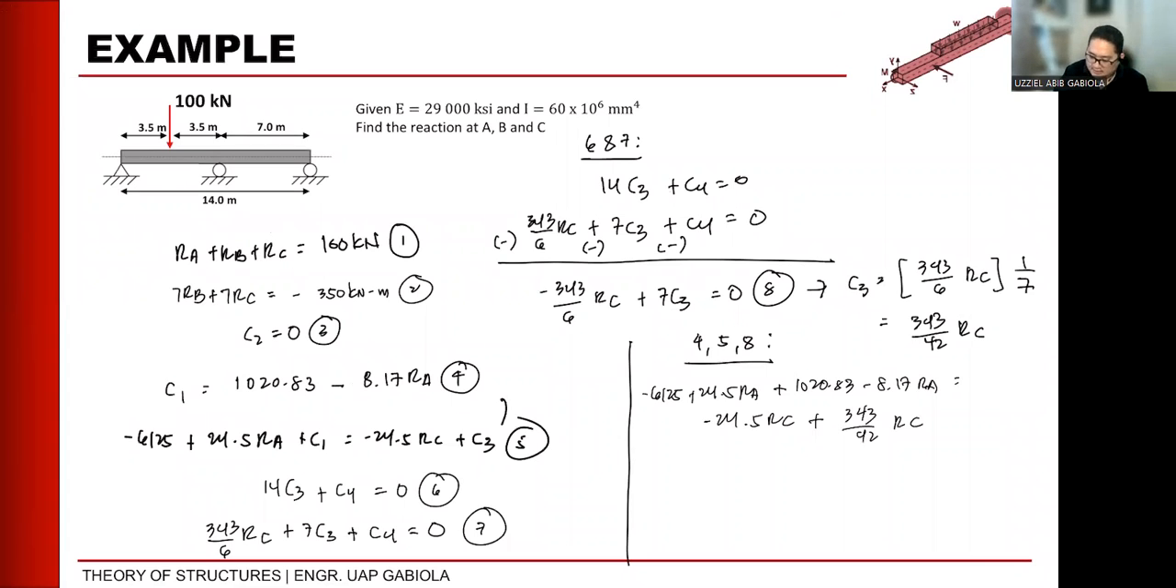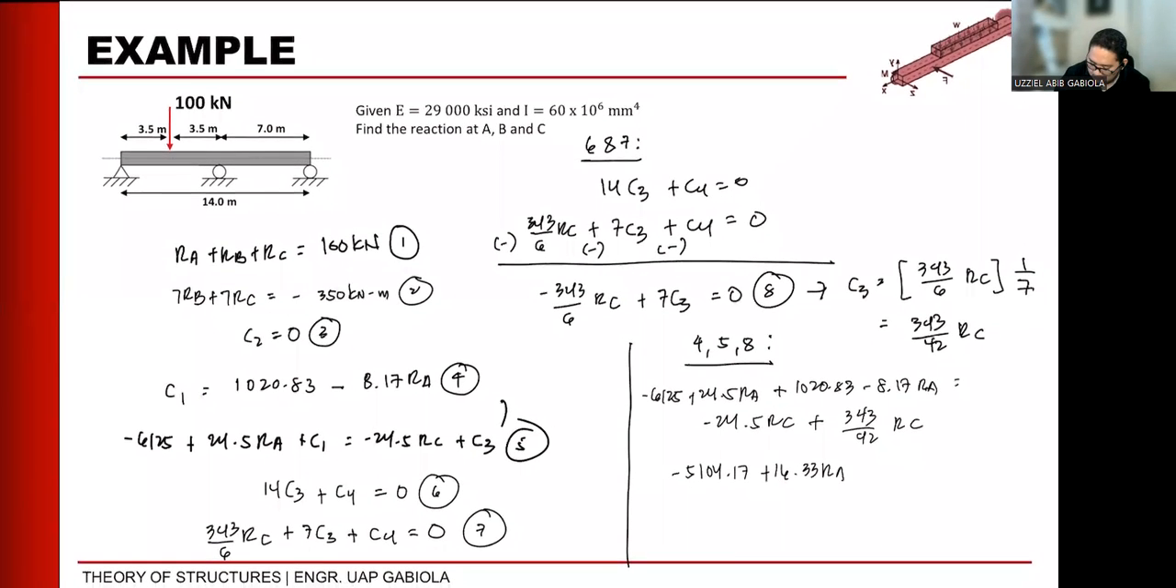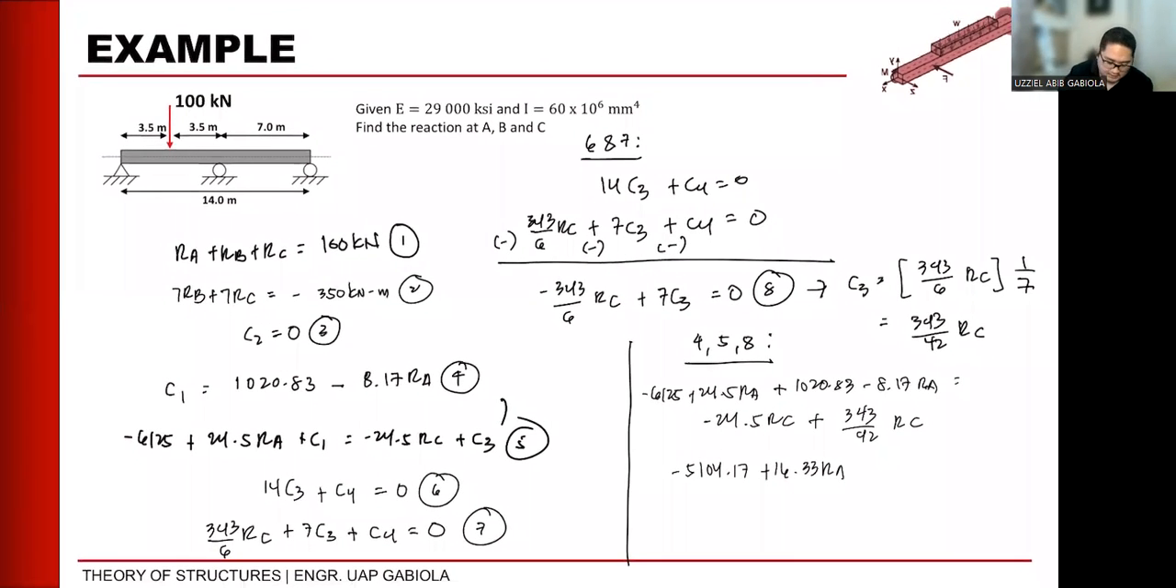Okay? So, combine natin yung like terms. So, negative 6125 plus 1020.83. That is negative 5104.17. Then, 24.5 minus 8.17. That is plus 16.33 RA. RA is equals to, yung RC natin, combine lang natin, negative 24.5 minus 343 over 42. That is negative 49 over 3 RC.